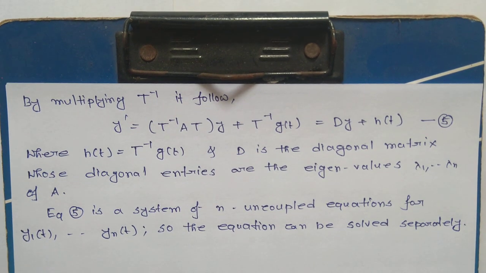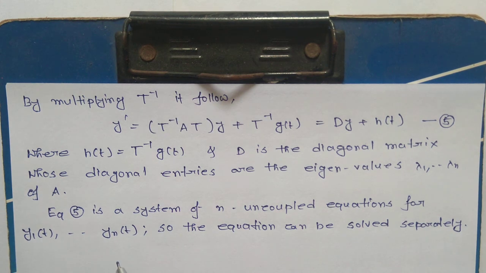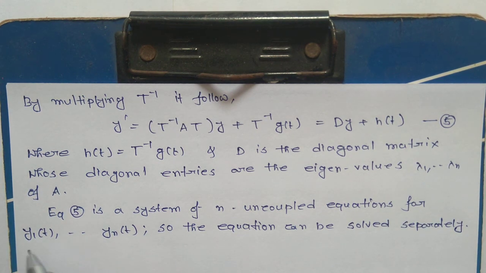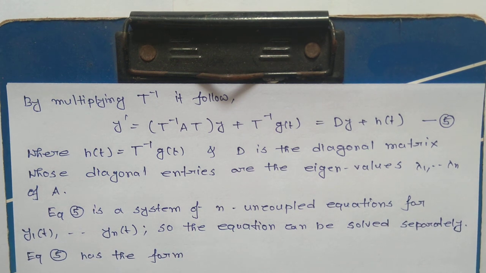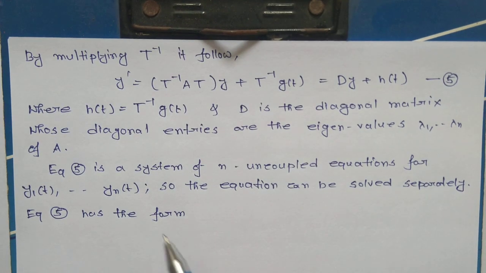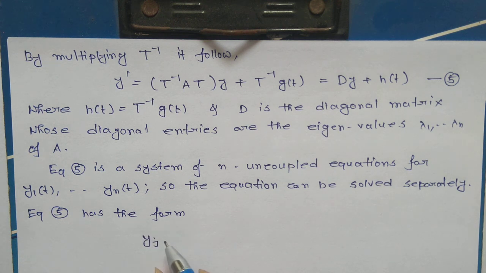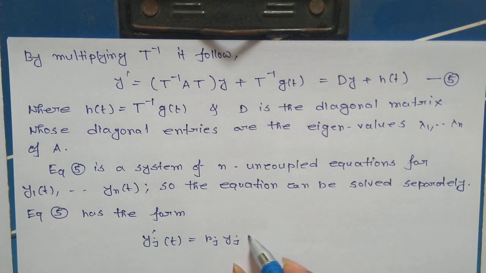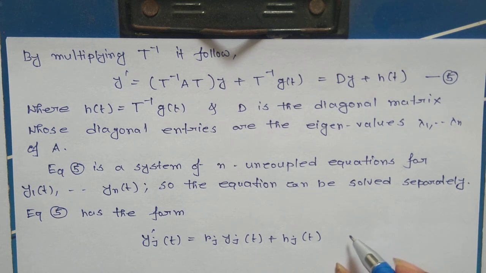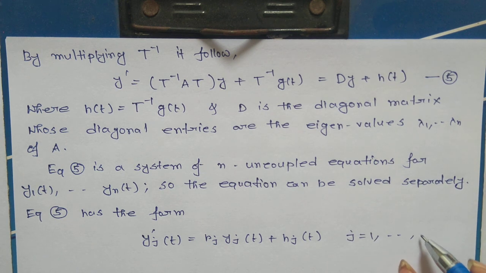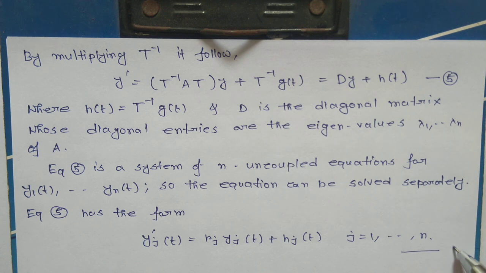So if we try to solve it separately, then we get: equation 5 has the form yj dash t equals rj yj t plus hj t, where j equals 1 up to n. Let's say this is 6.